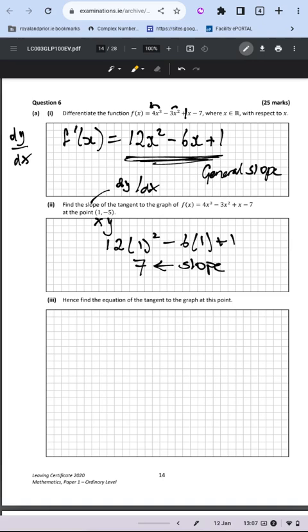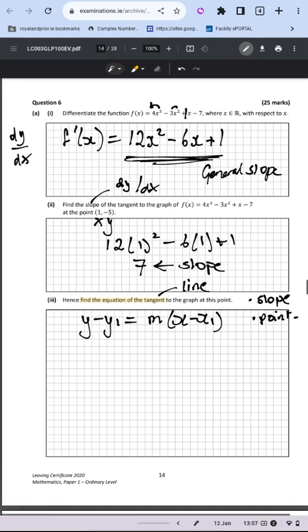And the last thing, find the equation of the tangent. What is that? Remember, a tangent is simply a line. So find the equation of a line. You look at your formula book, you see your equation of your line formula is that. And from that there, you see you need two things. You need a slope and you need a point. So my slope is 7 and my point, they give me up here, is (1, 5). So (1, 5) is my point.